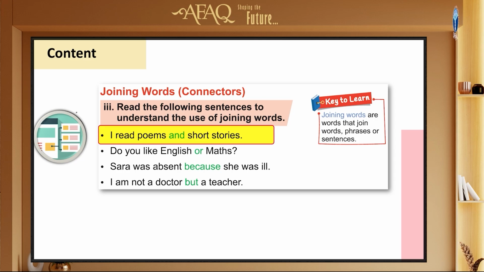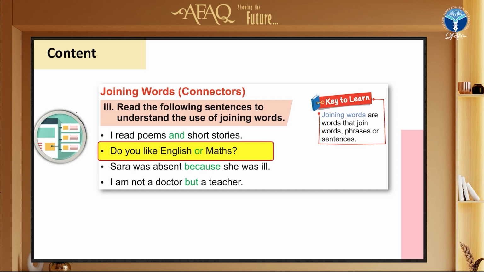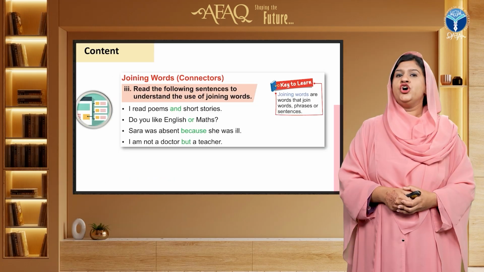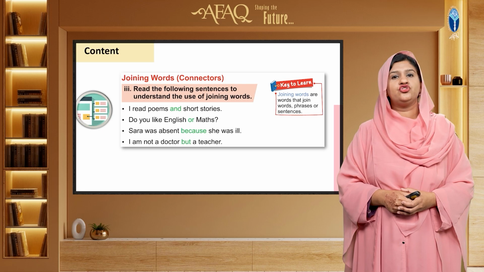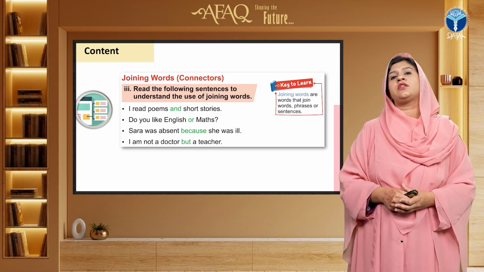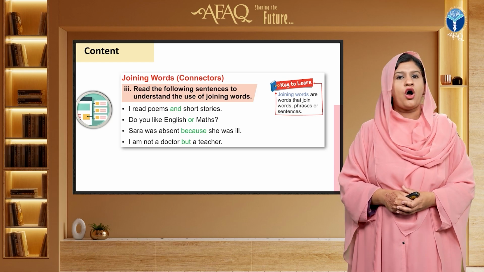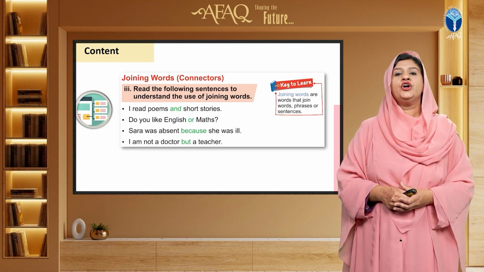I read poems and short stories. So two things are joined over here, poems and short stories. So and is a joining word over here. Do you like English or maths? Sarah was absent because she was ill. I am not a doctor but a teacher. So here are two things in each sentence and all these things are joined with some specific words. That is why they are called connectors or joining words.